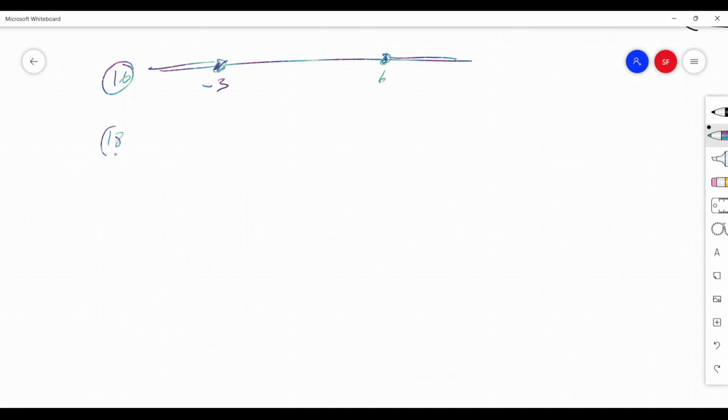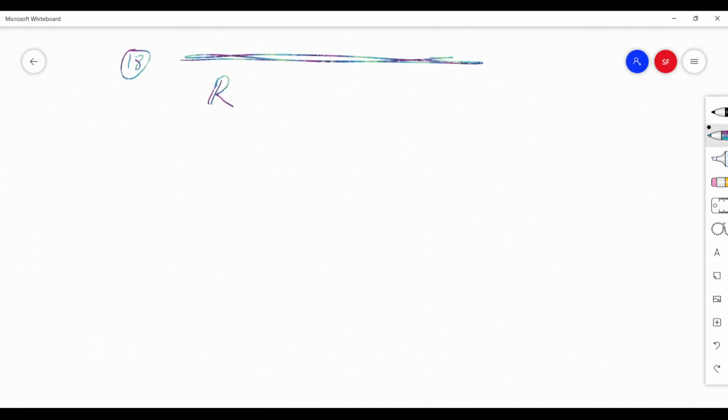Number 18 is shaded everywhere because it's all real numbers. 20 is T is between 76 and 80 inclusive. Number 22.